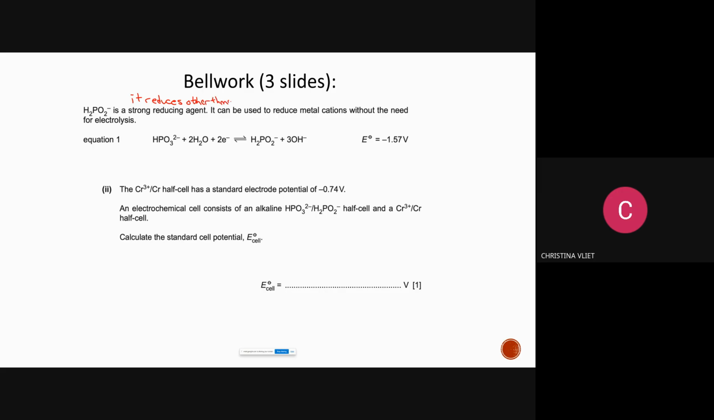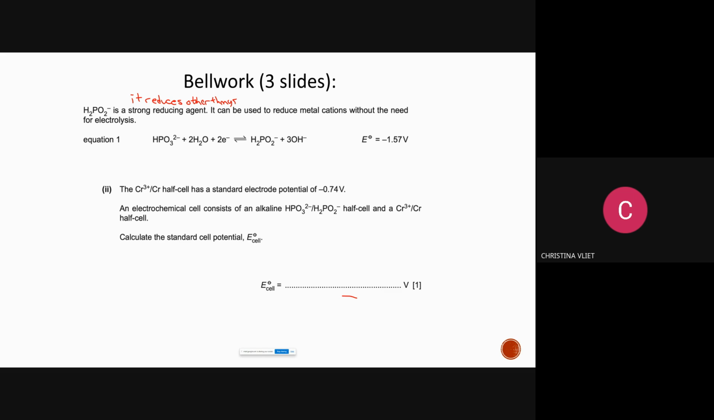That's what a reducing agent does. It makes other things be reduced, which means it's going to be oxidized, generally speaking. It can be used to reduce metal cations without the need for electrolysis. That means no battery needed. It'll happen itself. And so they give you equation 1.